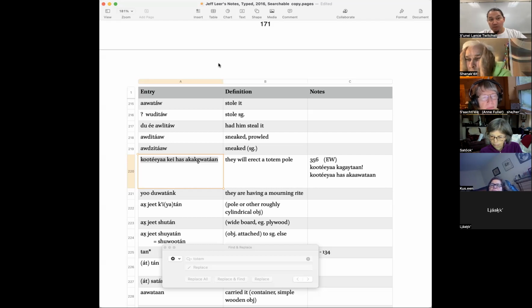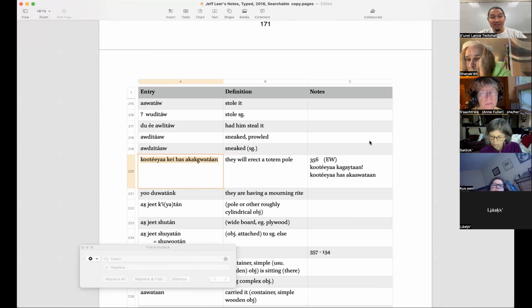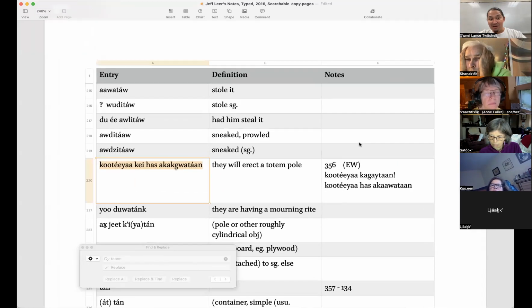So thinking about ways, we're going to look at a few different verbs that have to do with totem poles, because there is a totem pole raising in Haa Ḳusteeyí this weekend. And so we'll get ready for it. When we look this verb up, kootéeyaa, this is a standing verb. It's like to put it up or to raise it, basically.